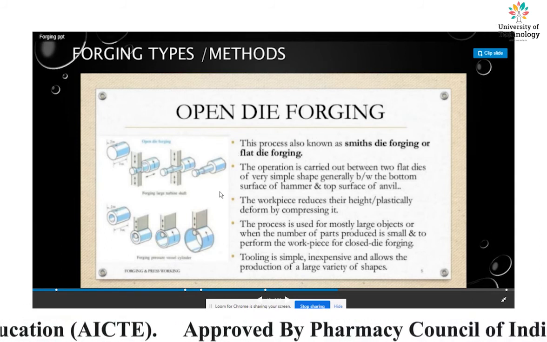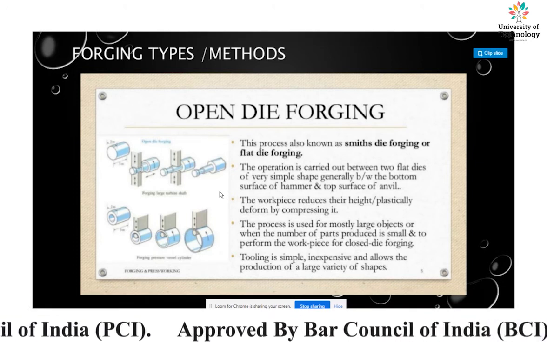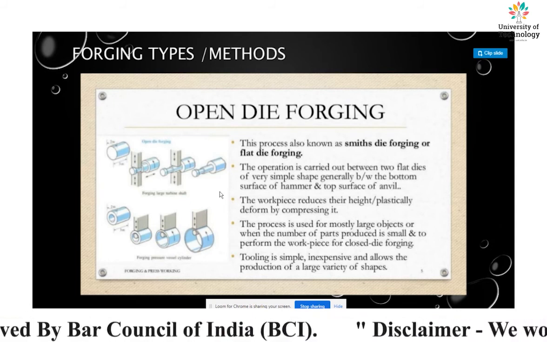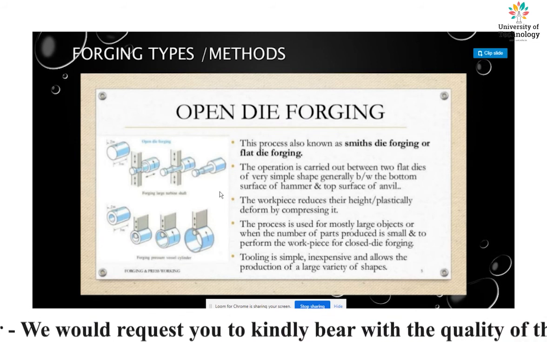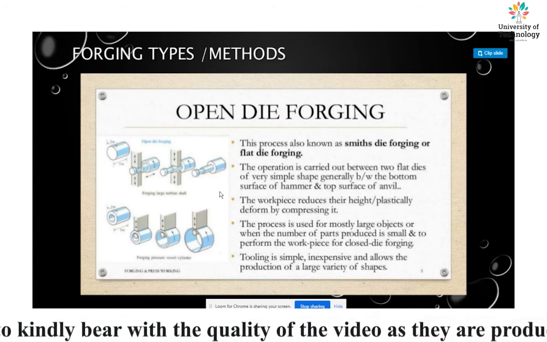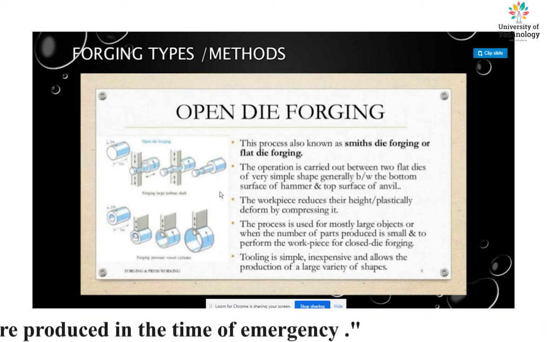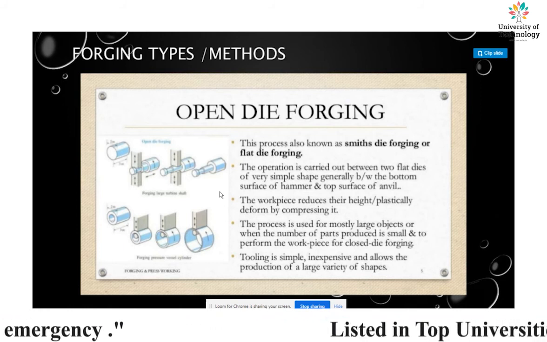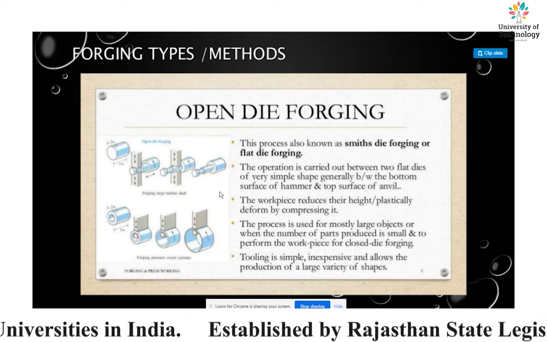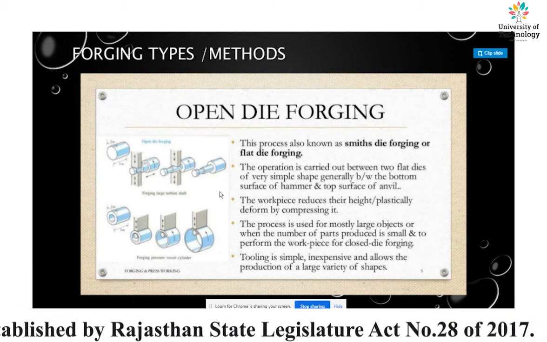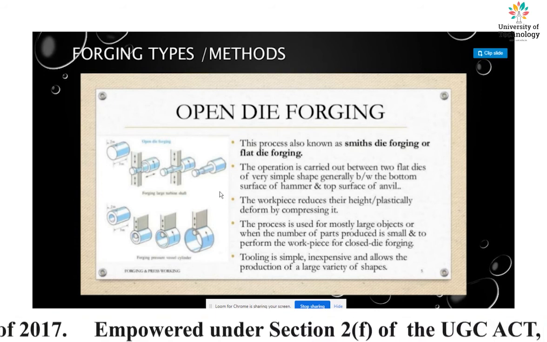The operation is carried out between two flat dies of very simple shape, generally between the bottom surface of the hammer and the top surface of the anvil. The workpiece reduces in height and deforms by compression. The process is used mostly for large objects or when the number of parts produced is small, and to preform the workpiece for closed die forging. Tooling is simple, inexpensive, and allows the production of a large variety of shapes in this process.